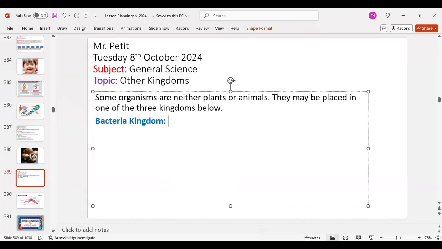What do we know about bacteria? They are very small. Microscopic. That's what we mean by small, right? They are very small organisms. So that means what we need to see it is a microscope. A high power microscope to see it, right?